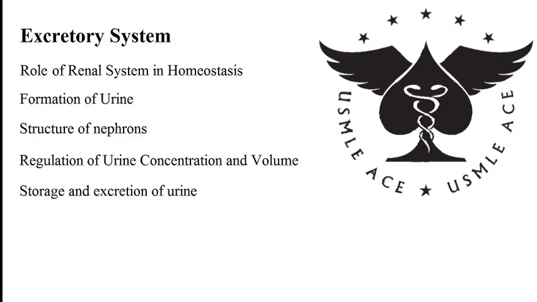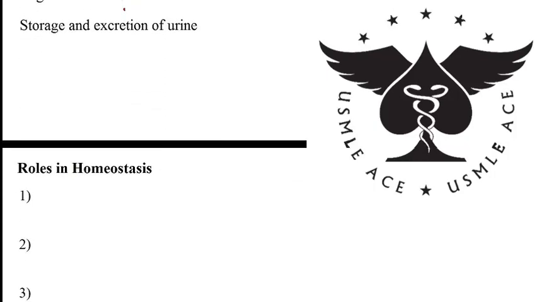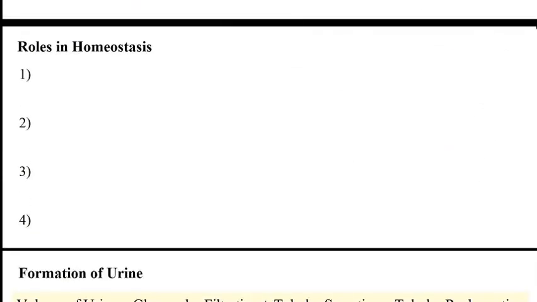So this lecture is focusing on the excretory system. First, let's start with discussing the role of kidneys in maintenance of homeostasis. Basically, the renal system, or in other words the kidneys, is filtering fluids from the bloodstream in order to eliminate toxins.